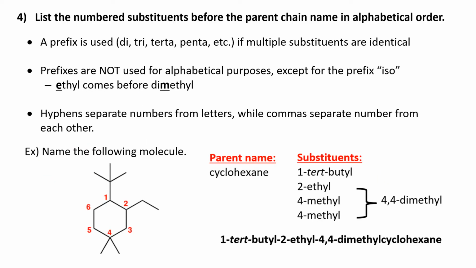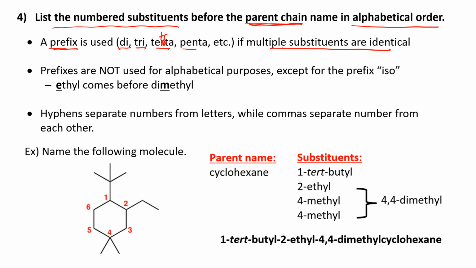The final step in naming alkanes is to put the name together by listing the numbered substituents before the parent name. On that template, we had our parent name and then we had the prefixes for the numbered substituents. And we're going to do all of this in alphabetical order. So you're going to need an additional prefix if there are multiple substituents of the same type. That typo should be tetra.